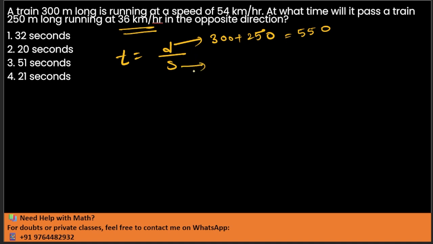And speed, because both the objects are moving, so we have to take the relative speed. So here we have 54 and this one is 36, so 54 minus 36 is 18 kilometer per hour, so we have to do 5 upon 18.